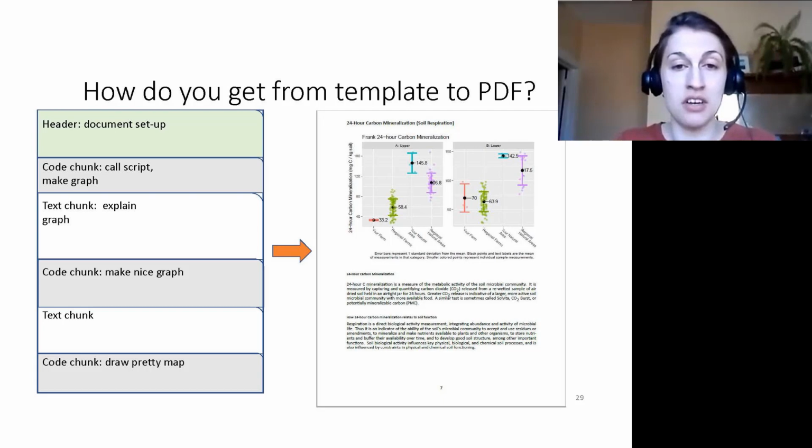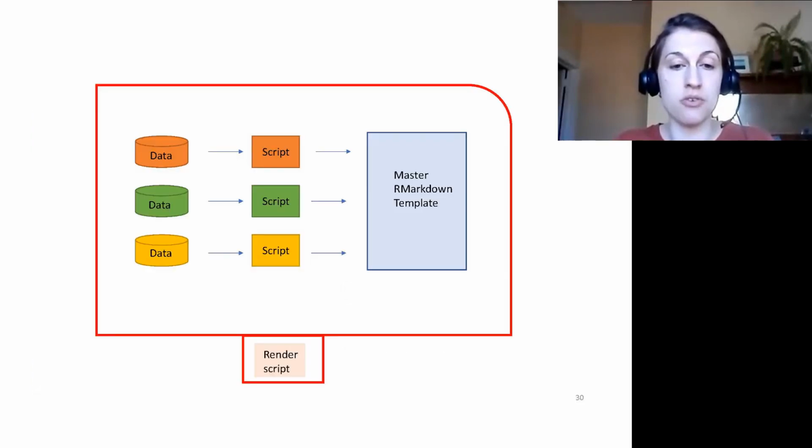So for me, it's a PDF, and everything is always going to be the same size and setup. The way that I chose to get from my template to a PDF was to write another small script that I'm calling a render script here. So again, just a short program. It's a short set of instructions that tells your computer exactly how you want to take the data and your analysis and put it together in the template and then have a finished product.